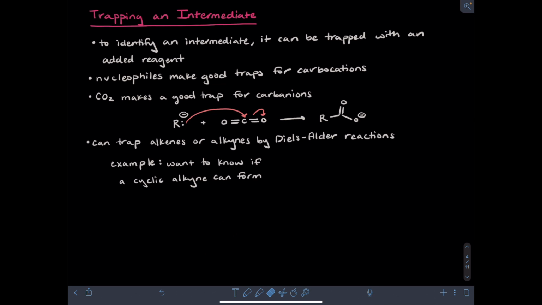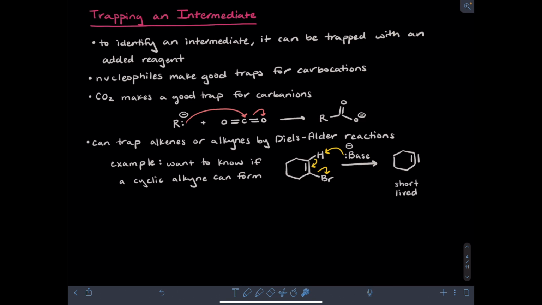As an example, let's consider a researcher wanted to know if a cyclic alkyne was forming in their reaction. Let's consider the following alkene that's being treated with a base. The base could potentially deprotonate the hydrogen that is beta to the bromine leaving group. The electrons from the CH bond could go to form an alkyne, and loss of leaving group could occur in an E2 step. This elimination, if it occurred, would form a cyclic six-membered ring alkyne.